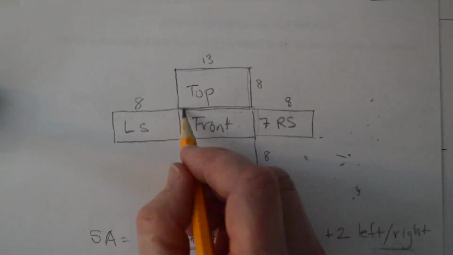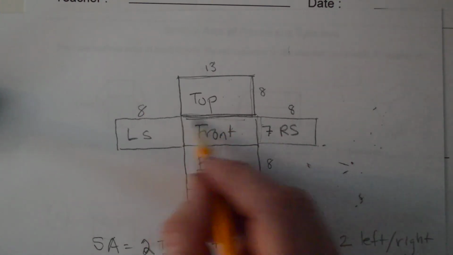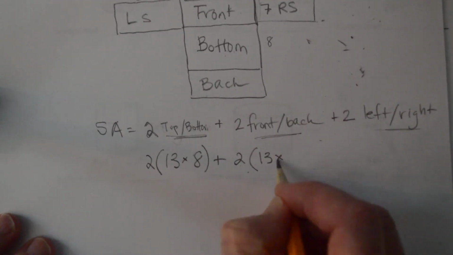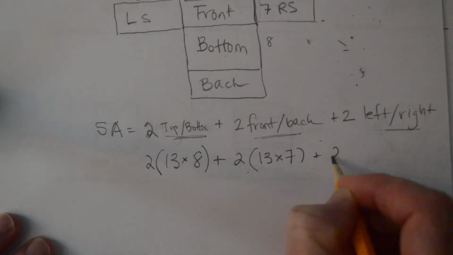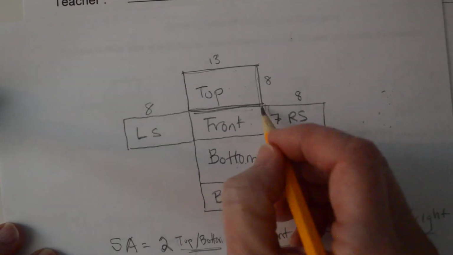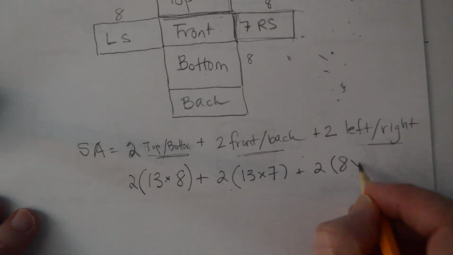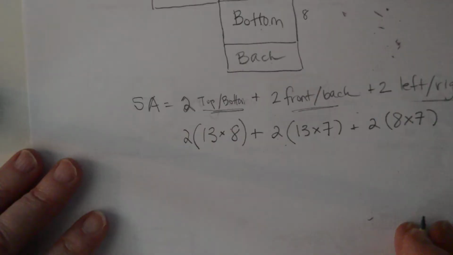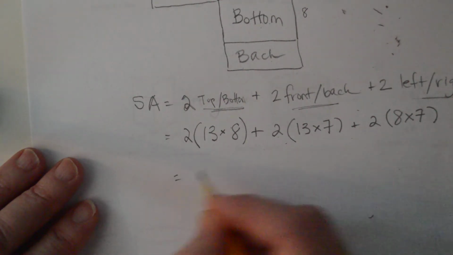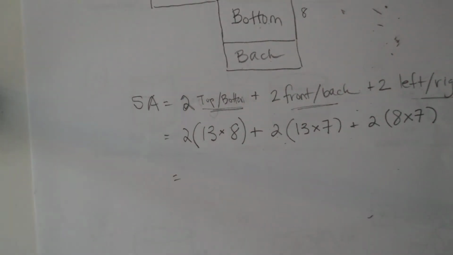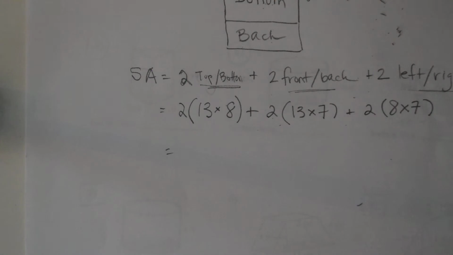is the 13. And we see that right here. So 13, and then this is 7. So two that are 13 by 7. And then two, the left, right, those are 8 by 7 right here. So two that are 8 by 7. Right, if we do that, we get, let's see, I did bring my calculator with me this time.